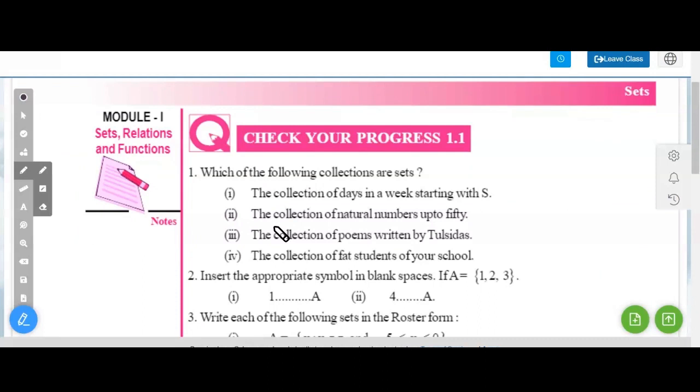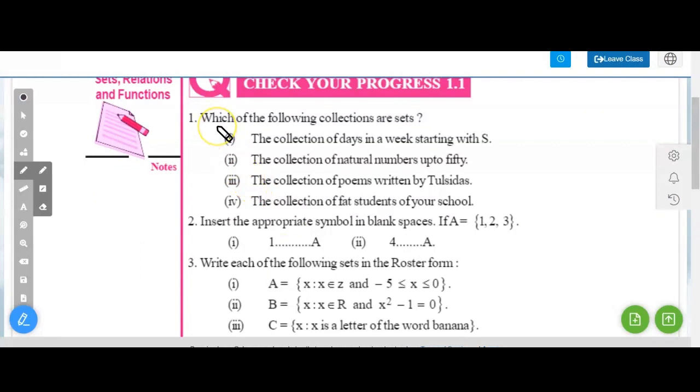Now next one is check your progress, exercise number 1.1. Let's check all these things. First one is which of the following collections are sets. First you have to identify which are sets. As you know, a set is a well-defined collection of objects. Take the first one, the collection of days in a week starting with S. Yes, the days in a week are well defined, and out of that, those starting with S are also well defined. You can say Sunday and Saturday are the elements in this set. So this is a set.